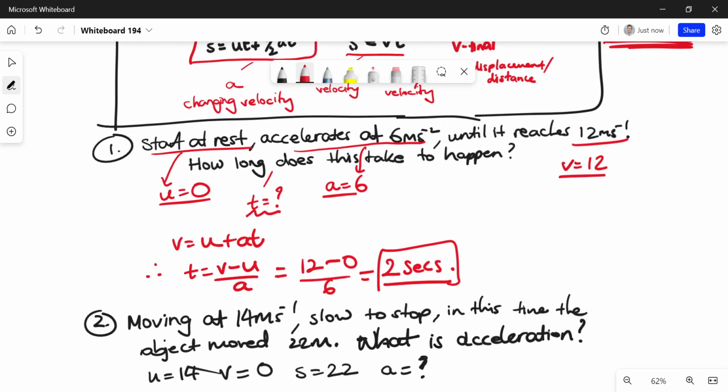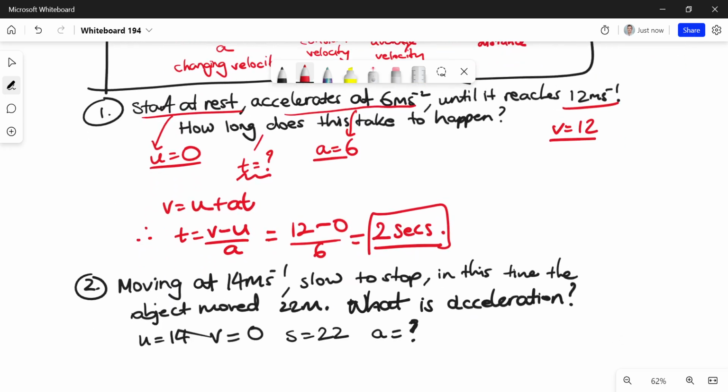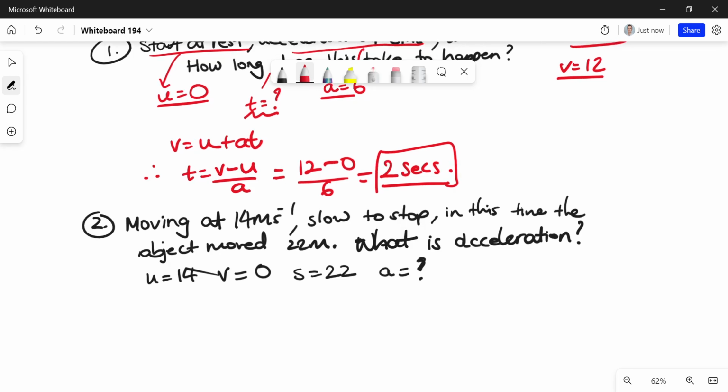Now, if I scroll up and look at the equations, you'll notice that it's going to be the second equation here, V squared equals U squared plus 2AS, which is the most relevant. We'll pick that one and go from there. So if I start with the equation, I've got V squared equals U squared plus 2AS. Now I'm trying to find A, and at the moment it's not kind of in the form that I want it.